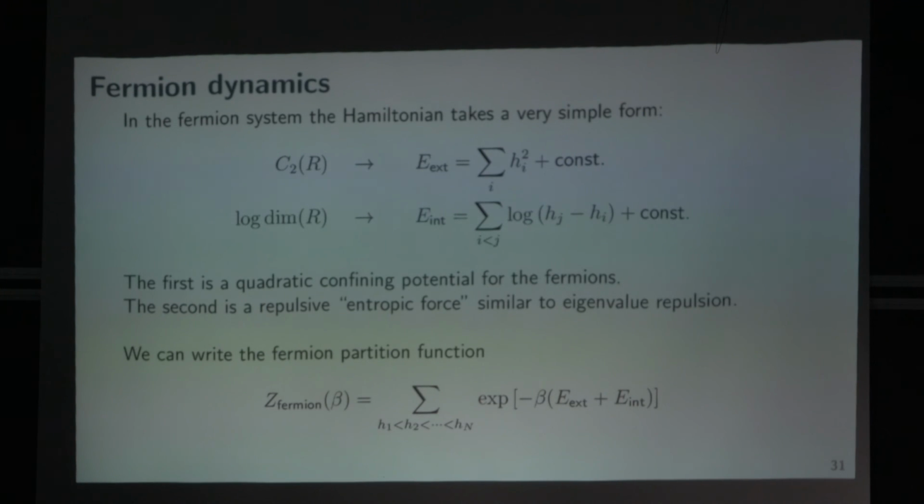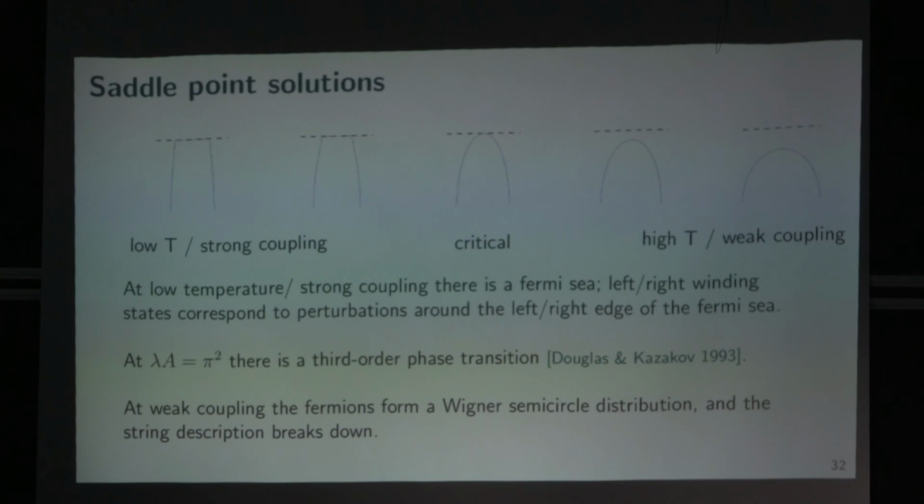Good. So now I have this very simple statistical model. I have N fermions on this one-dimensional lattice in a potential and with this repulsive force. That's a simple statistical model you can study. Here what I'm plotting is the density. You can take a large N limit and look at a continuous density of fermions and see how it behaves.